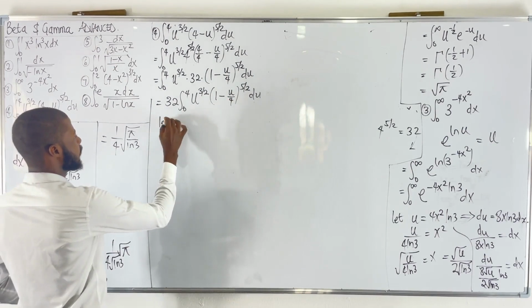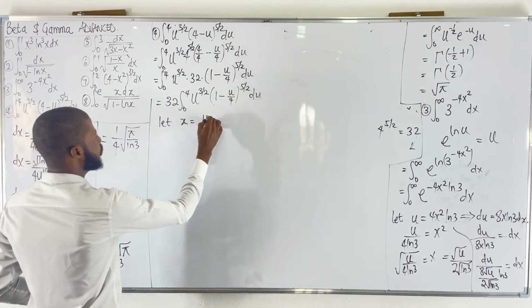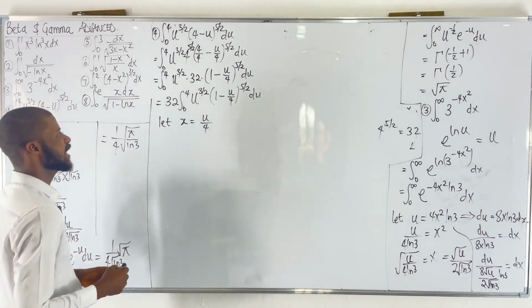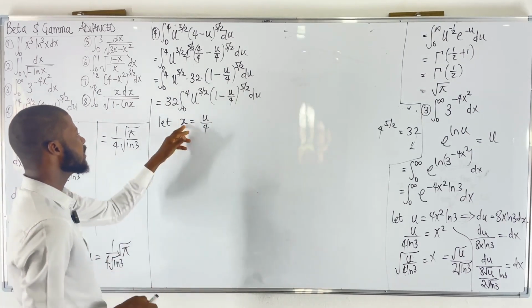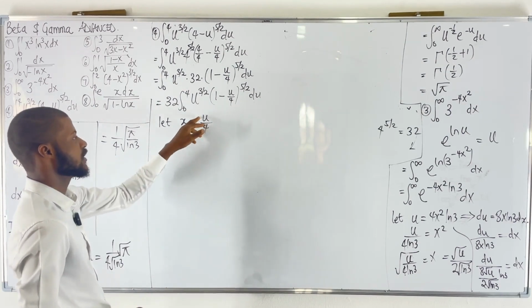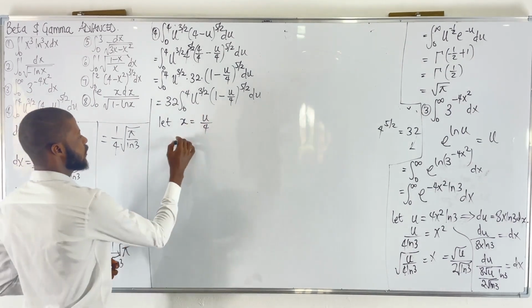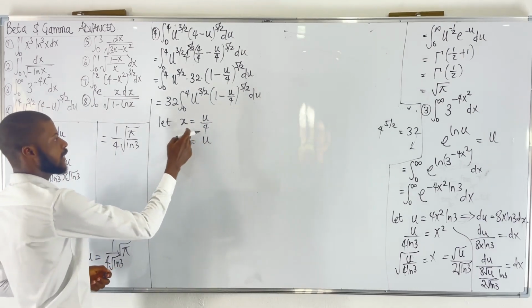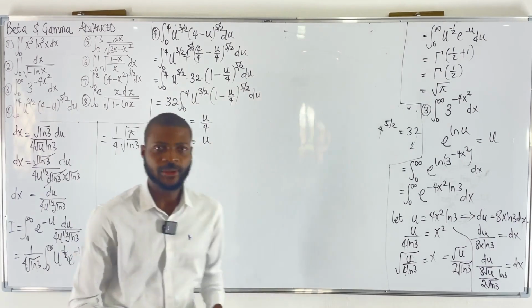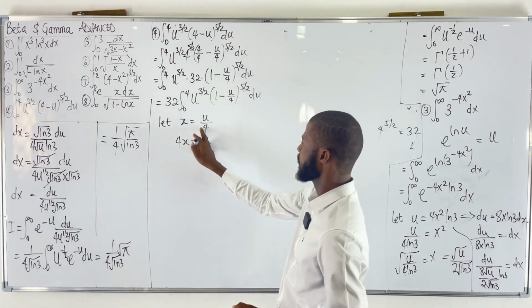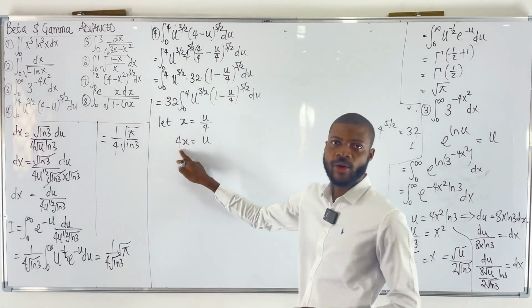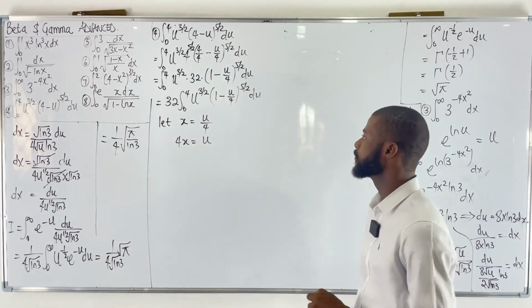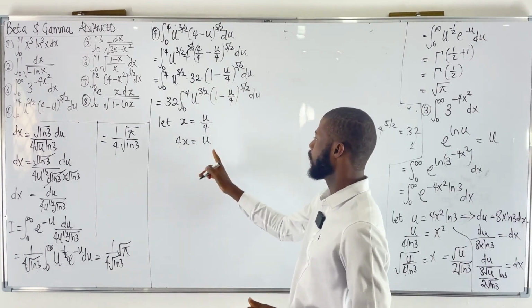So let x equal u over 4. So I'm kind of picking a new thing. So let x equal to u over 4. Now, if x is equal to u over 4, what does this tell us about u? This tells us that 4x is equal to u, because you need to kind of cross multiply. So when you cross multiply 4 times x, that will give us 4x equal to what? U. Better and beautiful.